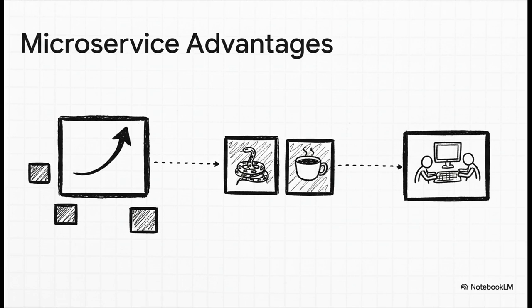Different teams can work on different services without constantly tripping over each other. Need more power for video processing? You just scale up that one piece, not the whole app. You can even write one service in Python and another in Java. It's all about flexibility and independence.